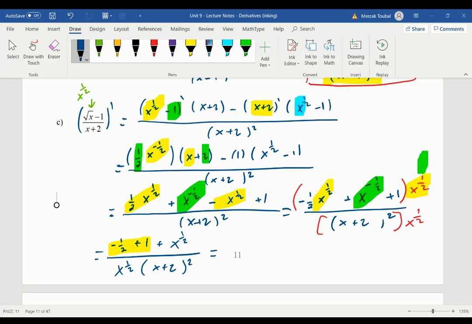And then we need the common denominator. So it would be 1 half plus, let's put square root of x over square root of x times x plus 2 squared. Really, in this example, the derivative is not the challenge, it is the algebra. So what we end up with is this 1 plus 2 square root of x, common denominator, over 2 times square root of x times x plus 2 squared.